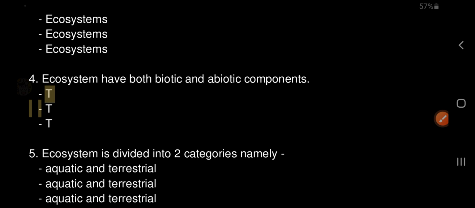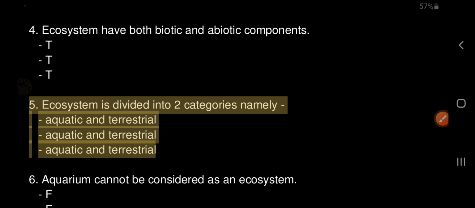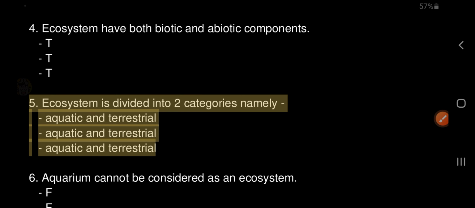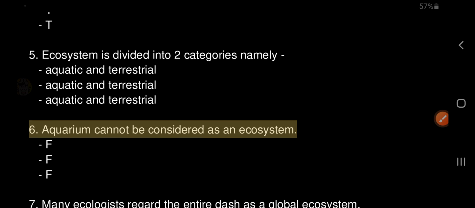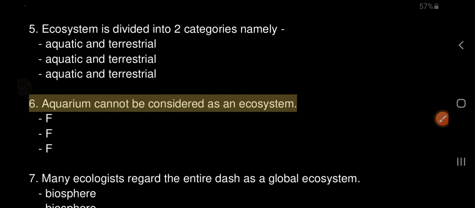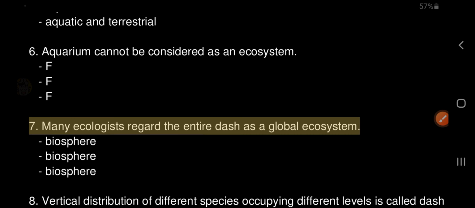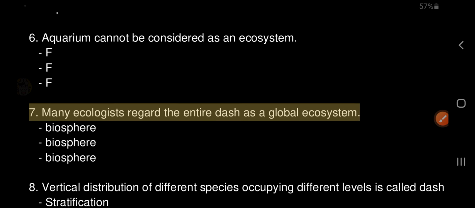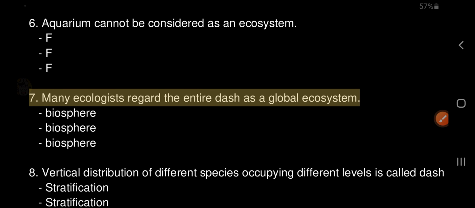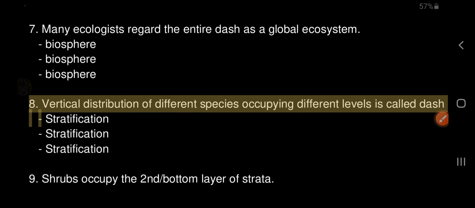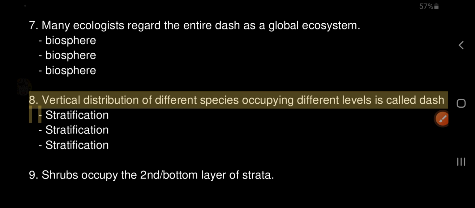True. 5. Ecosystem is divided into two categories, namely aquatic and terrestrial. 6. Aquarium cannot be considered as an ecosystem. False. 7. Many ecologists regard the entire dash as a global ecosystem. Biosphere.